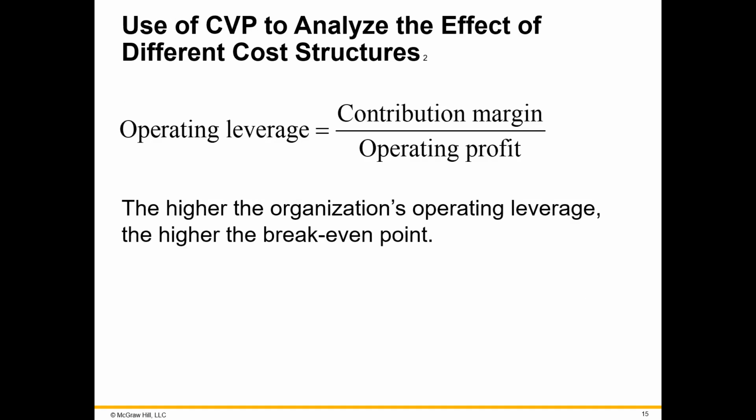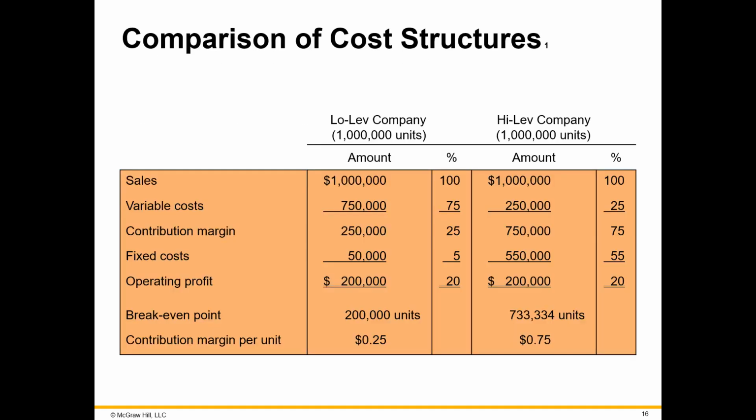We have a low leverage company and a high leverage company. Both companies have a lot of similarities. In this example, both companies sell 1 million units. Both companies sell their units for $1 each. And both companies have the same ending operating profit of $200,000. So at first glance, it looks like both of these companies are very, very similar. But then we take a look at how the costs break down.